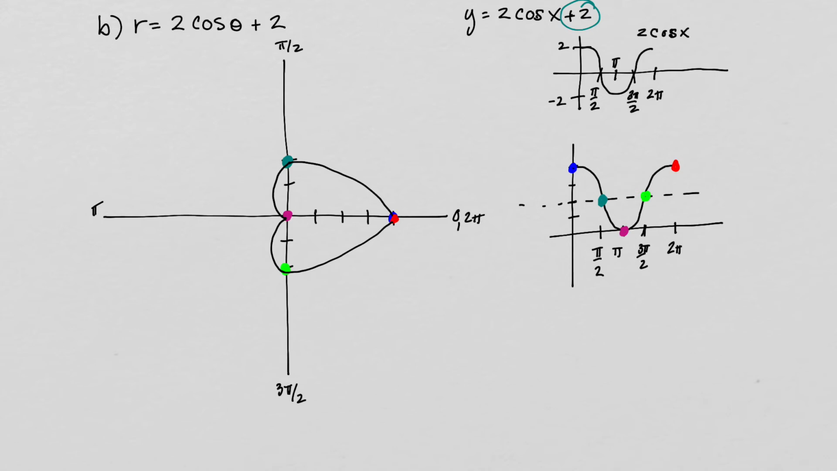Right? So this is what's known as a cardioid, right? And the reason it's called a cardioid is because it looks like a heart. I mean, it's a sideways heart, but still it looks like a heart. Questions?